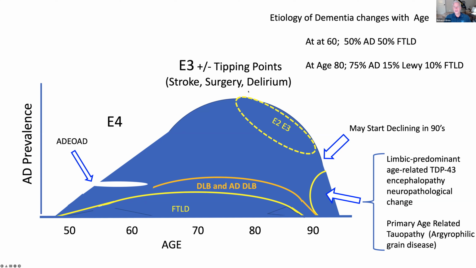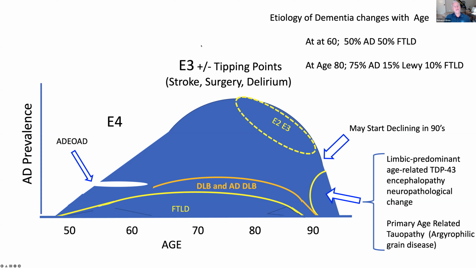Then as people hit their 70s and 80s, APOE3 is the major cause of neurodegeneration, along with tipping points: stroke, surgery, and delirium. And then into the 90s, E2s and E3s' turn comes, and then the incidence of dementia may start declining in the 90s or may not. And then you get some real weirdos out here. Age-related TDP-43, primary age-related tauopathy.